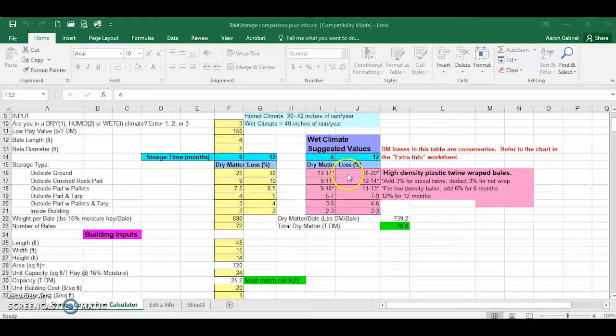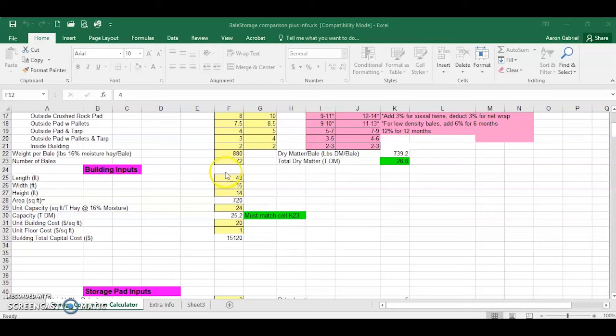And in these purple cells or reddish cells on the right, it talks about dry matter losses for each of those types of storages. Those are estimates, so you have to make your own judgment and put in a dry matter loss based on the type of storage that you want to compare. These estimates on the right in this table, in the purple, I think may be a little bit conservative for some of the outside on the ground storage.